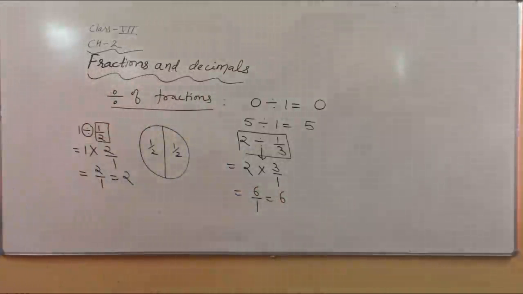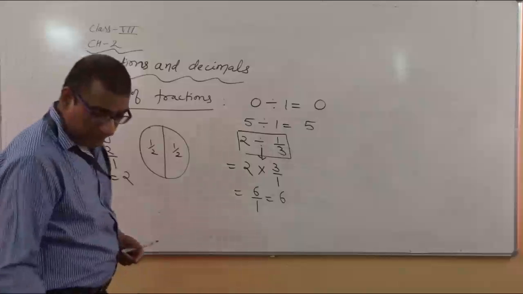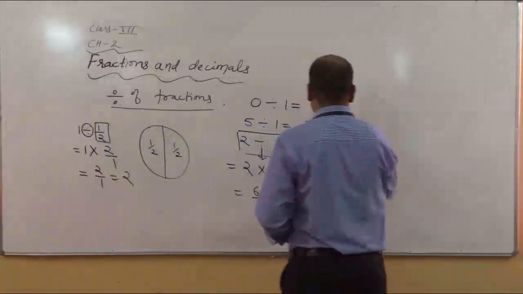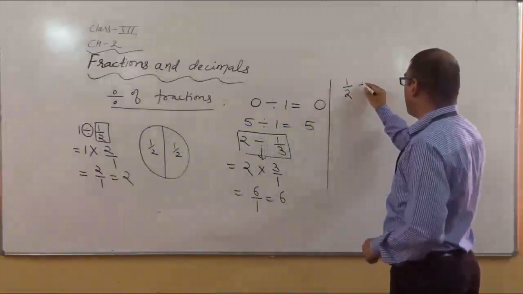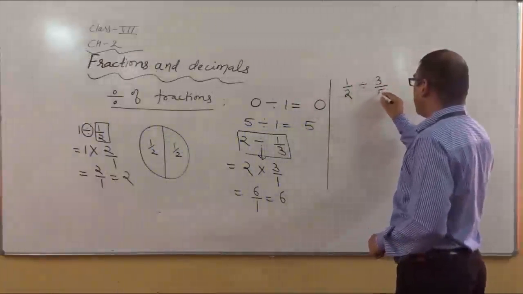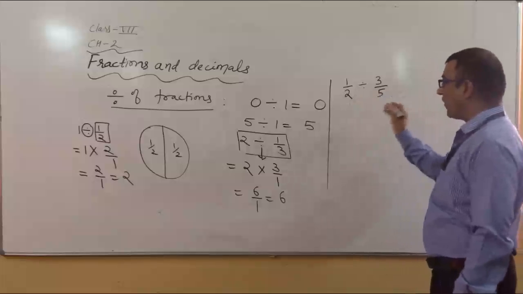But what happens when we divide two fractions? For example, if I take one question, 1/2, you have to divide by 3/5. This is the division of two fractions. So how can we divide it?